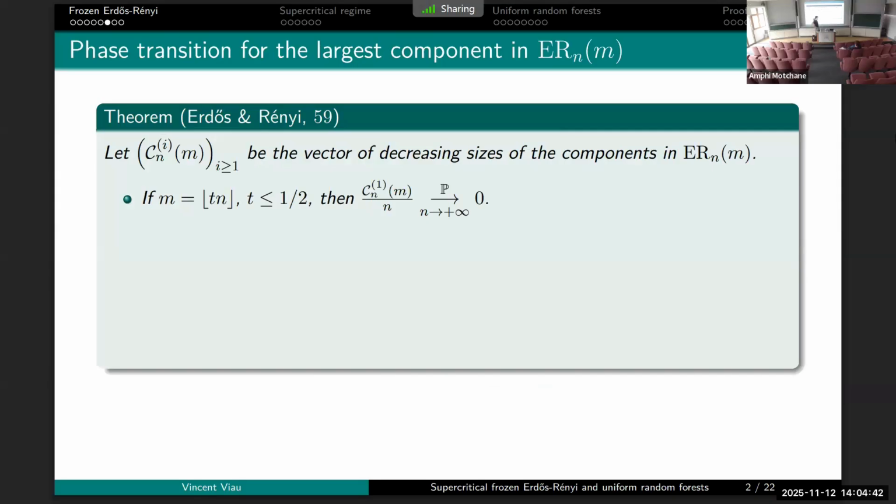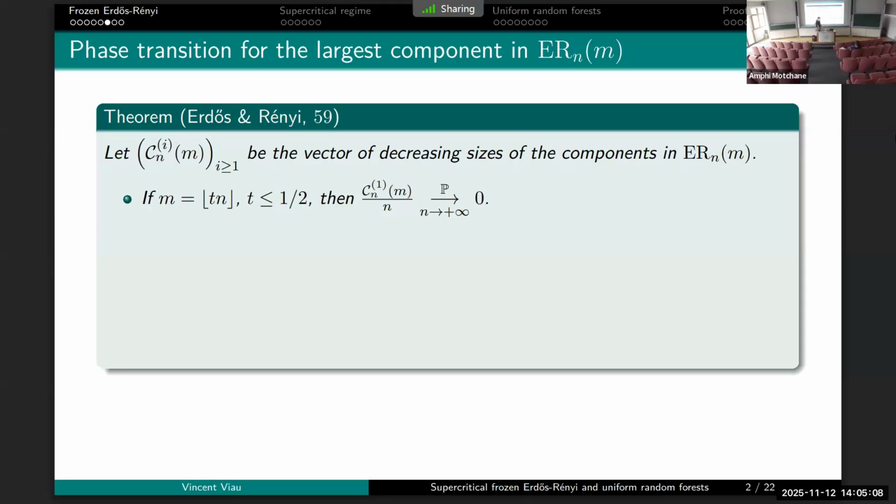And more precisely, they proved that the largest component exhibits a phase transition, meaning that if the number of edges in the graph is less than half of the number of vertices, the size of the largest component is small in front of the whole size of the system. That is, the size of the largest component rescaled by n converges to 0.